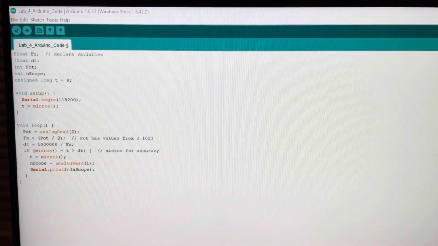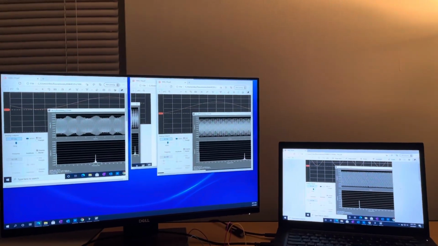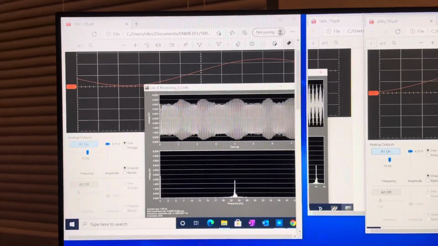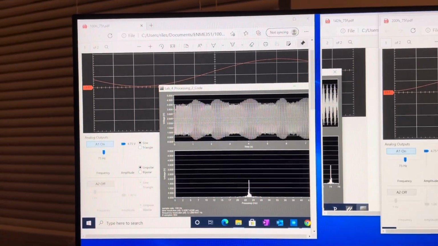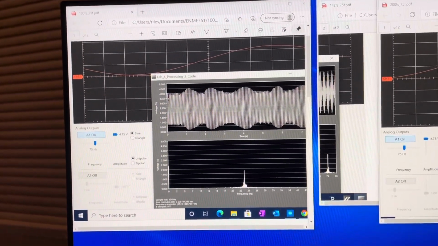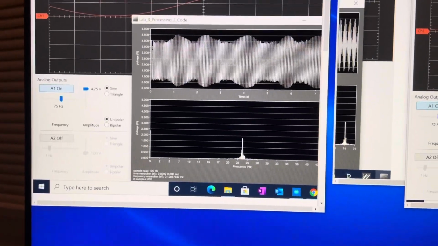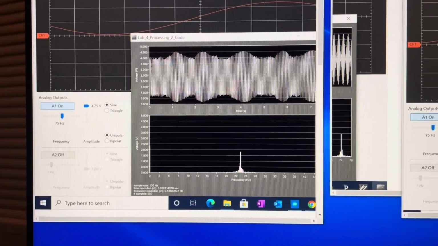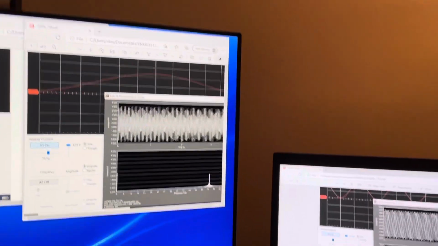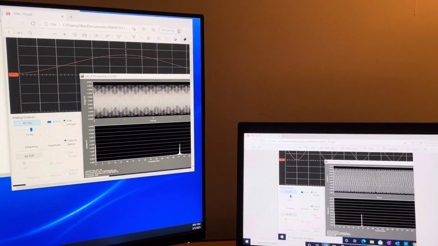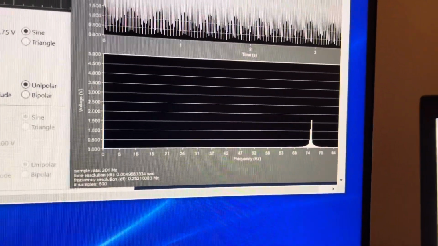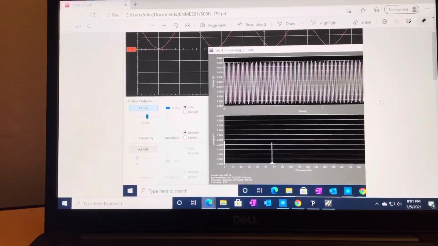Here are the screenshots for when f equals 75. When fs is 100 and 142, it experiences aliasing. There the frequency graphs do not peak at 75. And for when fs is 200 and 500, they do not experience aliasing. That's at 75. And so is this one.